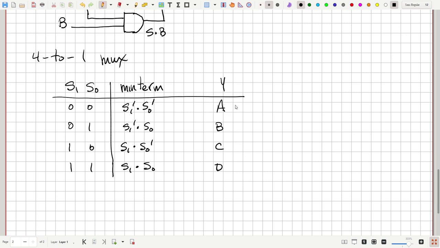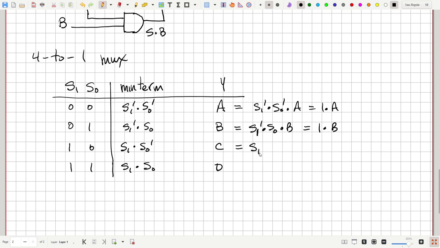Well, let's take A, and let's AND it with the min term. So not S1 and not S0, and A. Of course, for this row, not S1 and not S0 is going to be 1, so this is just 1 and A. But for all other rows, it would be 0. For the next row, we'd have not S1 and S0, and B would be 1 and B, of course, which is equal to B, but only for that row, and it's 0 for all other rows.